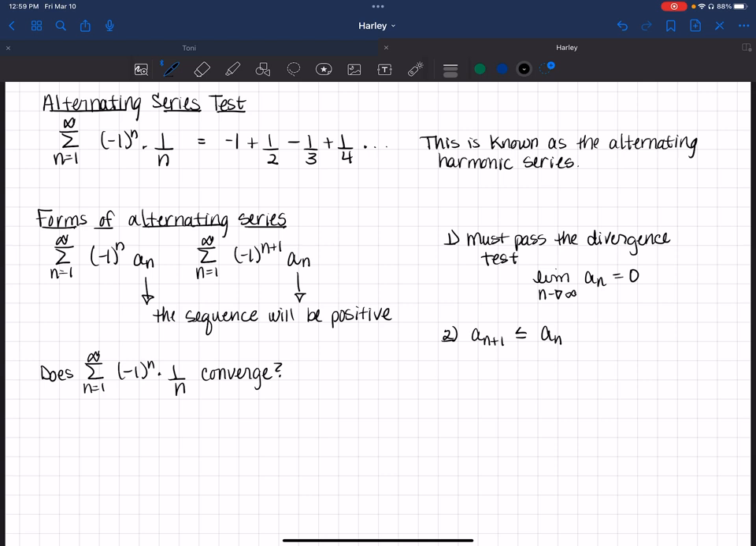Okay, so let's try it out. Number 1, I have to determine what a sub n is. In this particular case, I strip off the alternating part, which is the (-1)^n, and I've got a sub n equals 1 over n, right? So I'm taking the limit as n approaches infinity of 1 over n, which is going to equal what? That equals 0, because as n gets bigger and bigger, we're getting closer and closer to 0.